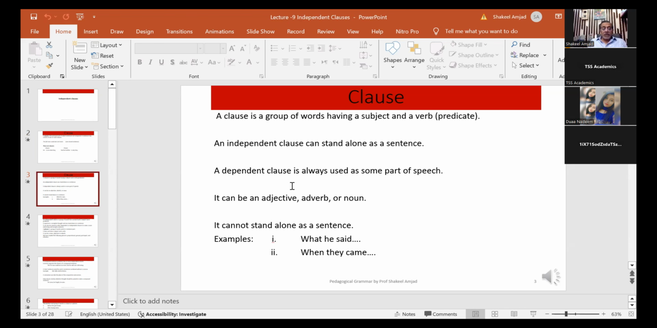A dependent clause is always used as some part of speech, right? As a noun or an adjective or an adverb. It can be an adjective or adverb or a noun. अब तक मैंने इतनी दफा ये एडजेक्टिव बोला है कि अब तक आप में से अक्सर को याद हो जाना चाहिए, right? It cannot stand alone as a sentence.